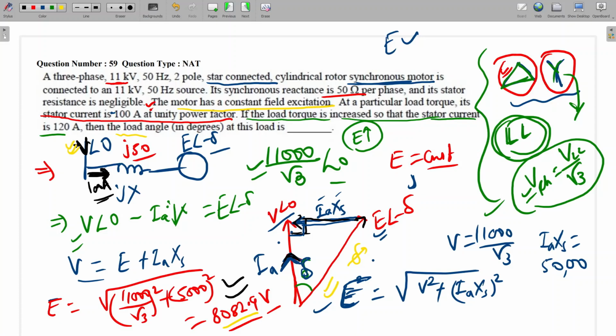But second case, what it is saying, load current is increased 120 and the angle is increased. So this will come somewhat here, like on this circle only. My question is from here, what delta angle is calculated? Delta angle is coming 36.18, first case. So second case, when the load is changing, we need to calculate delta again.